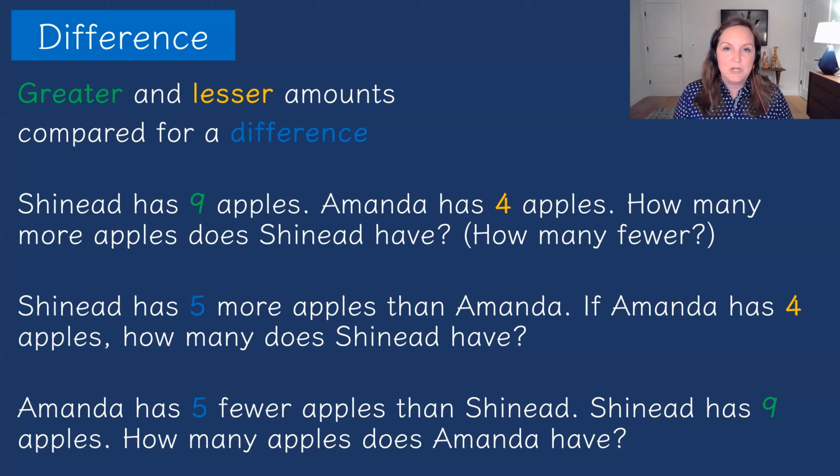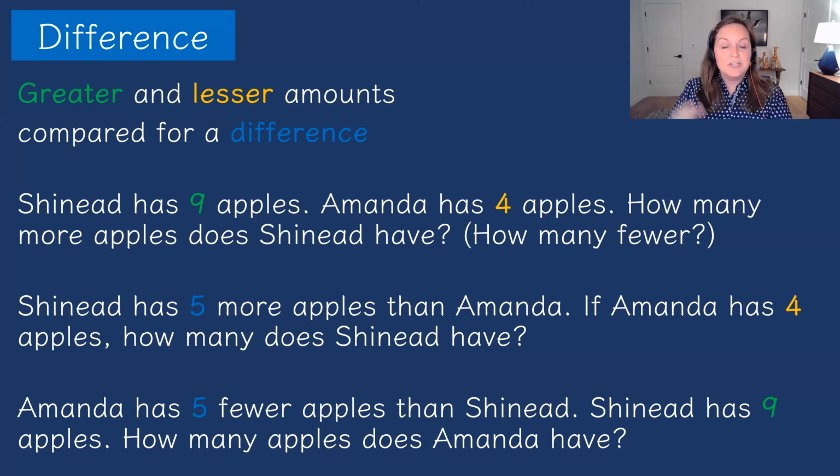The next schema we'll talk about is the difference schema. Here we have greater and lesser amounts that are compared for a difference. The classic difference problem is Sinead has 9 apples, Amanda has 4. How many more apples does Sinead have, or how many fewer apples does Amanda have? This question could also ask, what is the difference between Sinead and Amanda's apples? But these other two difference stories are also difference problems.